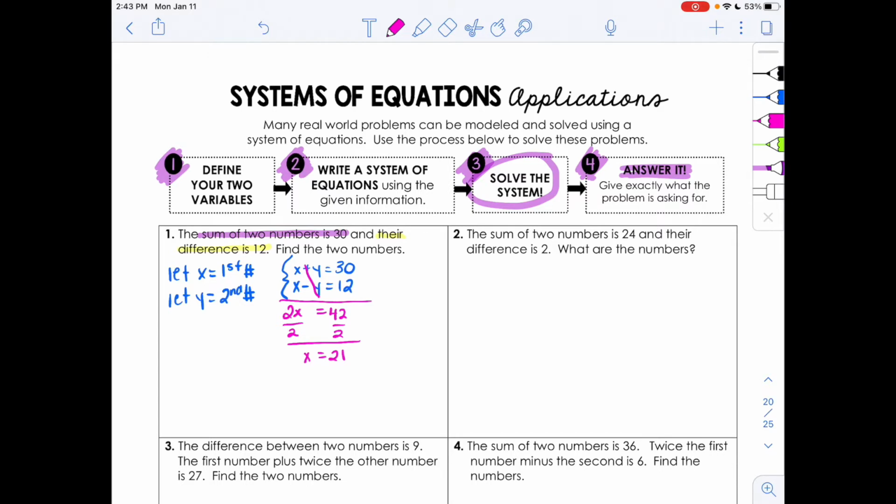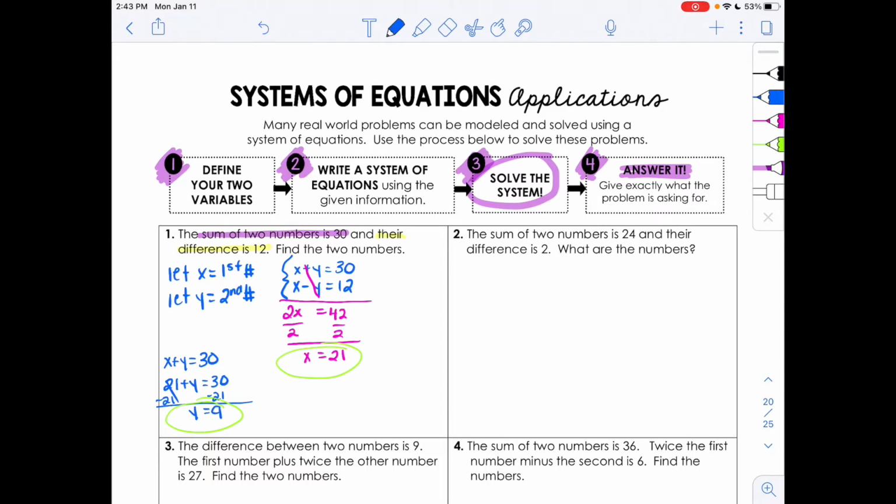That's one of my numbers. I can then take that answer, plug it into one of my equations to get the second number. I'm going to use the equation x plus y equals 30. I'm going to replace x with 21, so 21 plus y equals 30. Subtract 21 from both sides, and I find that y equals 9. So I have my two numbers are 21 and 9.